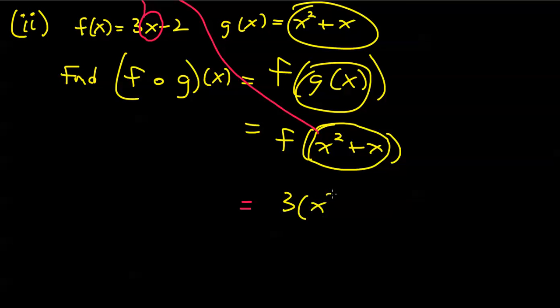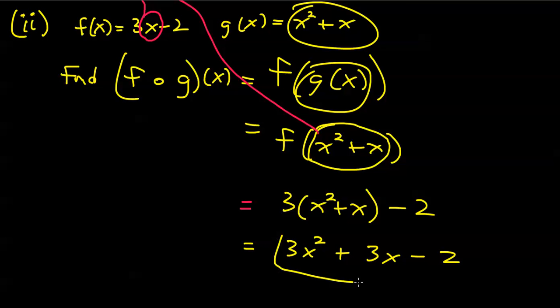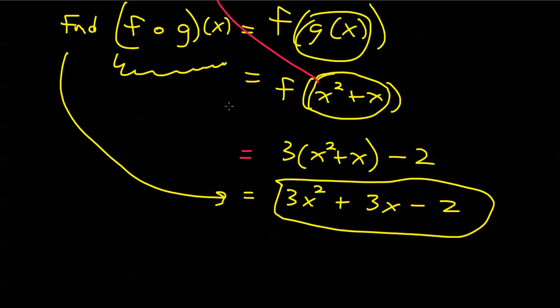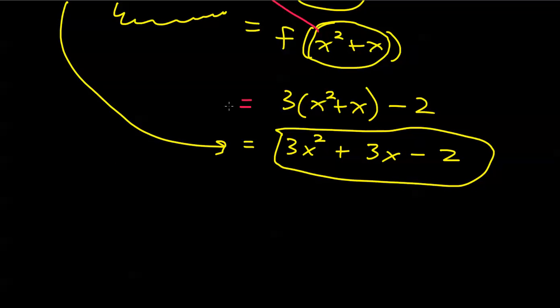So I have 3 times x squared plus x, minus 2. And I can punch that out. 3x squared plus 3x minus 2, simplifying and in standard form, gives me our response for f composed with g of x. Alright, now this next part, part 3, I'm going to take the same or similar statement and reverse the role of function composition. I'm going to look for g of f of x, and we'll see we'll get a different answer.